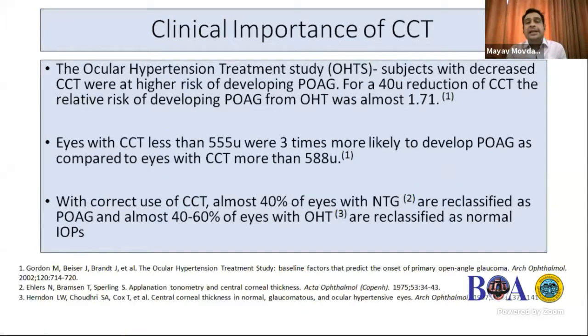Why is CCT so clinically important? This is important because all our major glaucoma landmark trials, and especially the Ocular Hypertension Treatment Study, clearly told us that for almost a 40 micron reduction of CCT, the risk of developing primary open-angle glaucoma is almost 70% more. Eyes with CCT less than 555 microns were at least 3 times more likely to develop glaucoma as compared to 588 microns. And with correct use of CCT, there's reclassification of disease from normotension to primary open-angle glaucoma, and even from ocular hypertension to normal eyes.